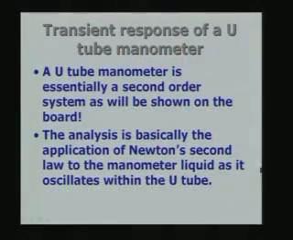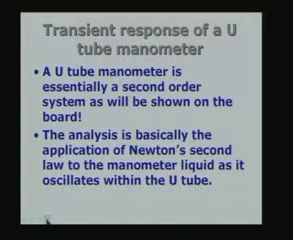So, we are going to show that it is a second order system, as we will show in a moment. So, the analysis, how are we going to do that? It is basically the application of Newton's second law of motion to the manometer liquid as it oscillates within the tube. I am already foreseeing that the liquid is going to oscillate in the U tube. In fact, if any one of you has looked at a U tube manometer, you will see that when you suddenly connect the pressure to be measured, it will oscillate and then settle down. Finally, of course, it has to come to steady state when the head will become a steady value. Before it goes into that particular value, it is going to go through oscillations.